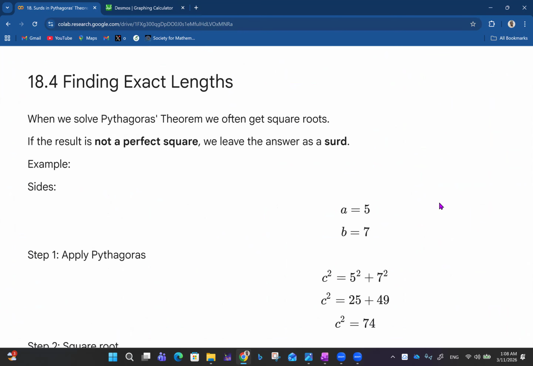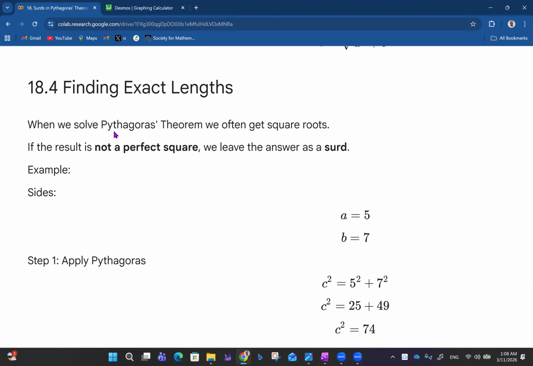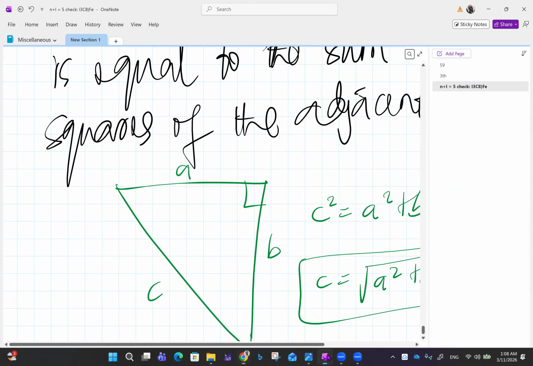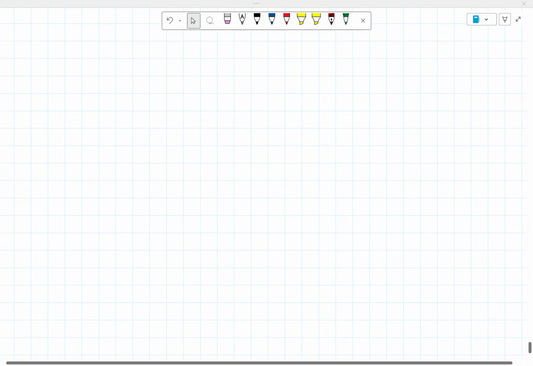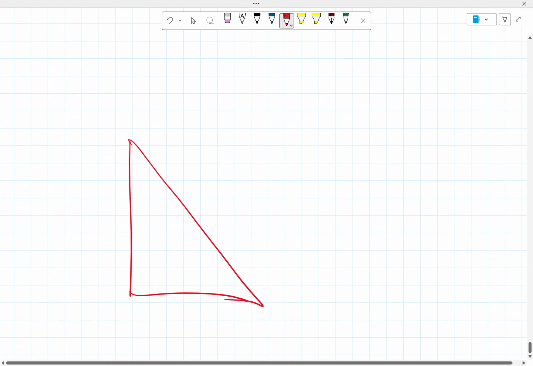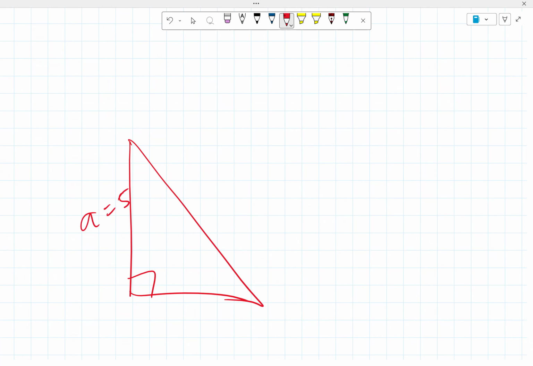So finding exact lengths, when we solve Pythagoras' theorem, we often get square roots. If the result is not a perfect square, we leave the answer as a surd. So for example, imagine you have sides a is 5, b is 7, right? Something like this. So this is the right angle. So you have a here to be 5 and b here is 7. So we are looking for c.